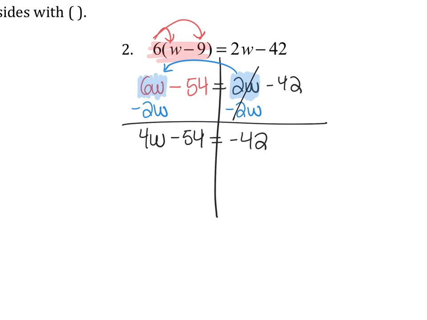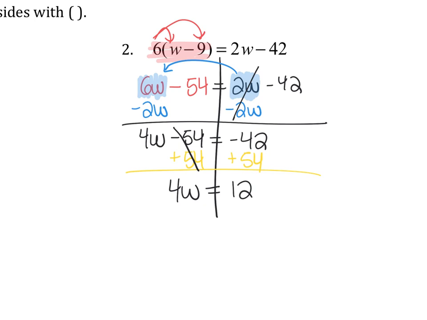Okay, now I am back to my two-step equation. Get rid of the adding and subtracting first. Since it's a minus 54, I'm going to do the opposite, and I'm going to add 54 to both sides. When I do that, I am left with 4w. The 54s go away, equals negative 42 plus 54 is a positive 12.